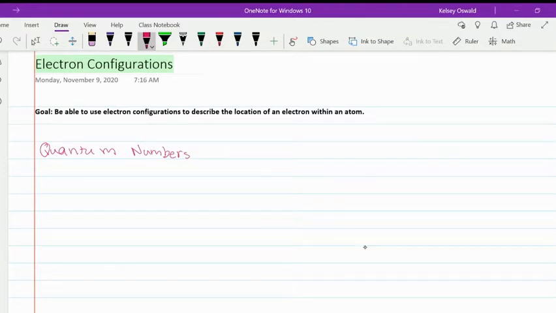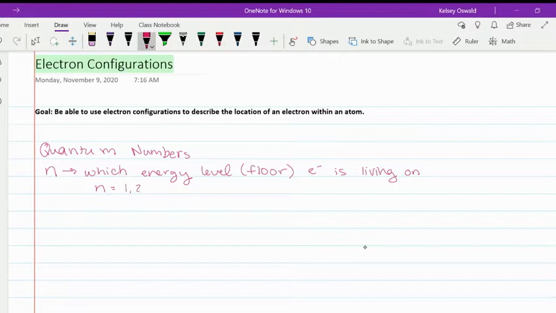So our first quantum number was n. That was our principal energy level. And that told us which energy level, or if we think about an apartment complex, which floor our electron is living on. Remember, our possible values for energy level start at 1, and then they can go all the way up to infinity, theoretically, depending on the size of our atom.